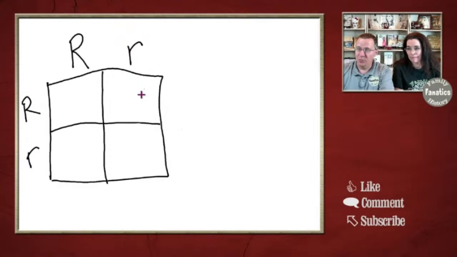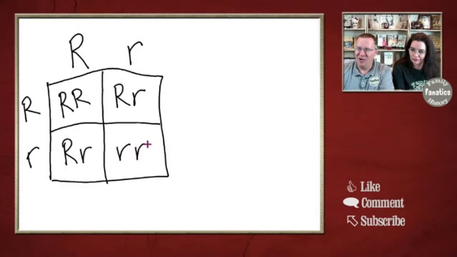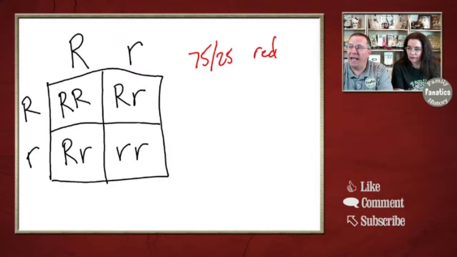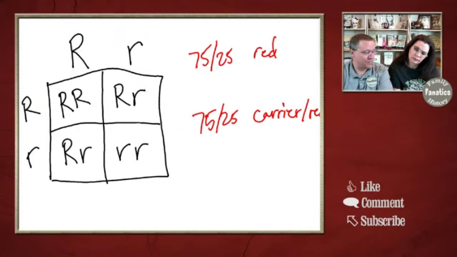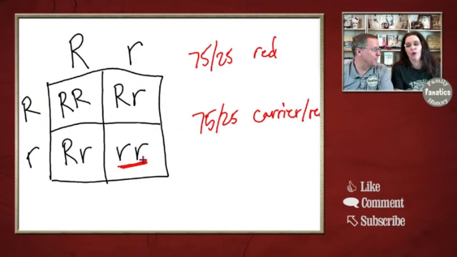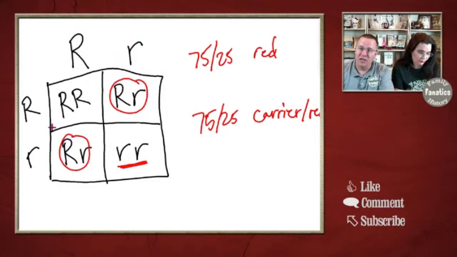Okay. So let's go through this. So we have big R, big R, big R, little R. 75-25. Big R, little R, R, R. So this is a 75-25 as far as whether they're going to have red hair or not. But what we also have is a 75-25 who are at least carriers or have red hair. In other words, this person has red hair. We know that, right? That makes sense. But these two people are carriers just like both of their parents.